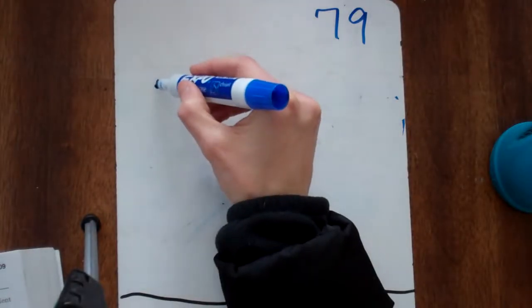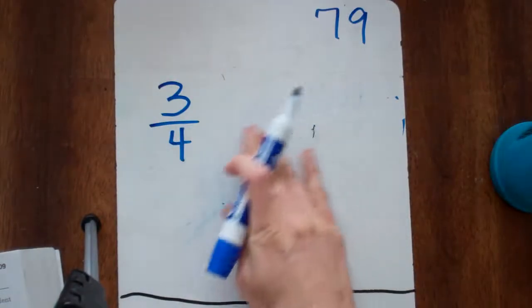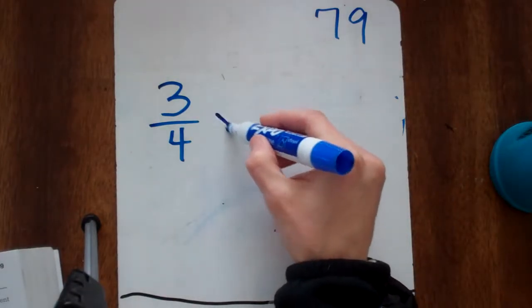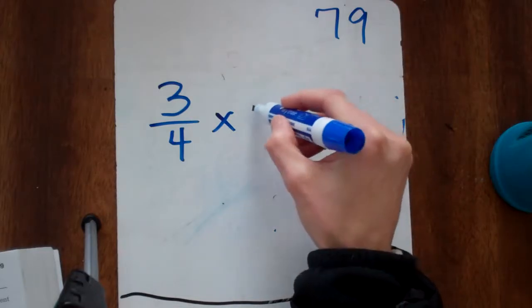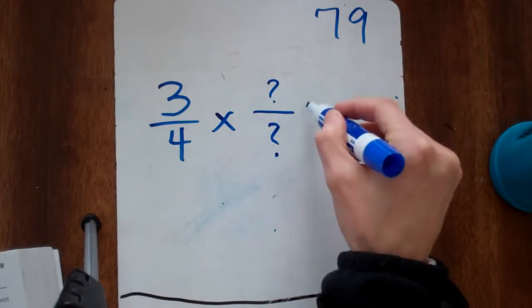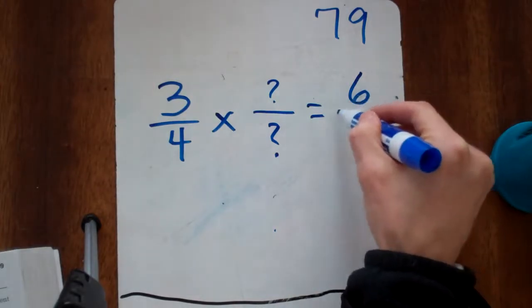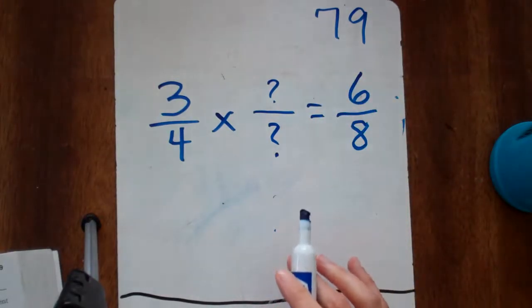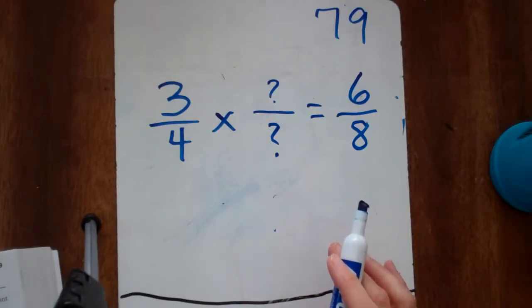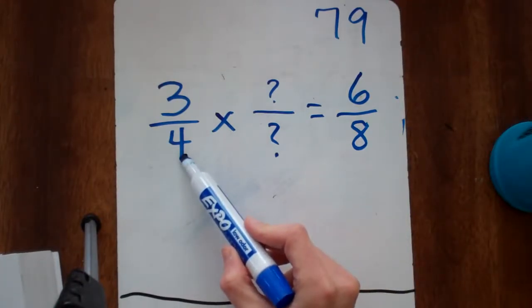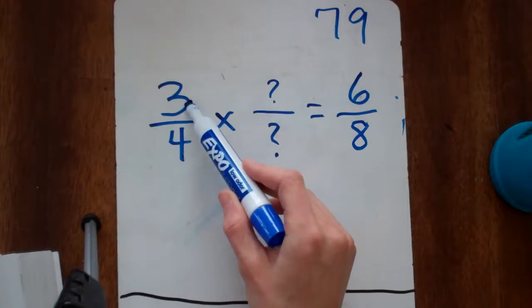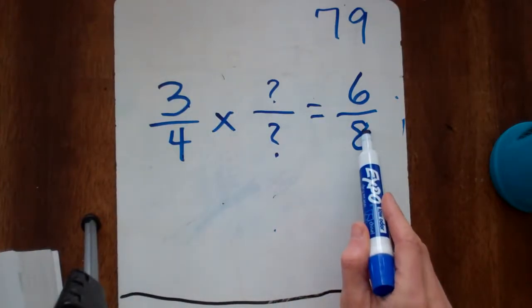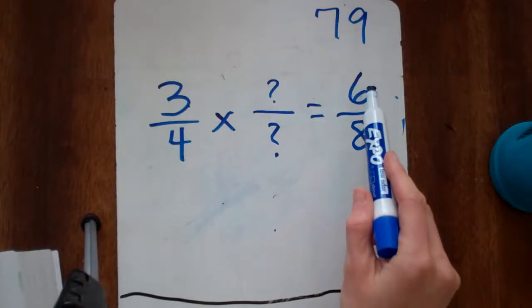So they're going to say something like this. They're going to have a fraction, for instance, 3/4, and then they're going to say times what, okay? And they've got this question mark, and then it says equals 6/8. Okay, we kind of talked about this in class, so if you already know what to do, that's fine. But basically, we're trying to look at 4. This pizza was cut in 4 slices, and they ate 3 of them. This pizza was cut into 8 slices, and they ate 6 of them.